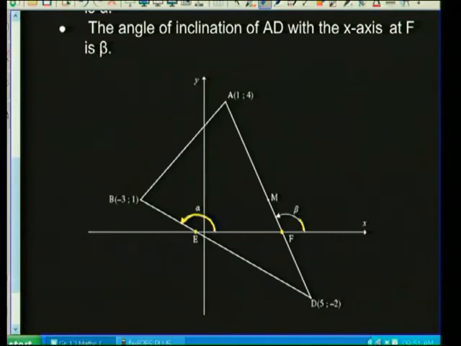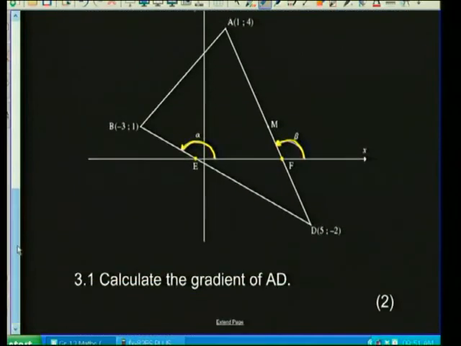And then beta, also over here, is the angle of inclination. So that was important. They've given that to me. I know it's going to appear in one of the questions that follow. Starting question, always some easy marks to get us into the question. Calculate the gradient of AD. Okay, that's not too difficult.